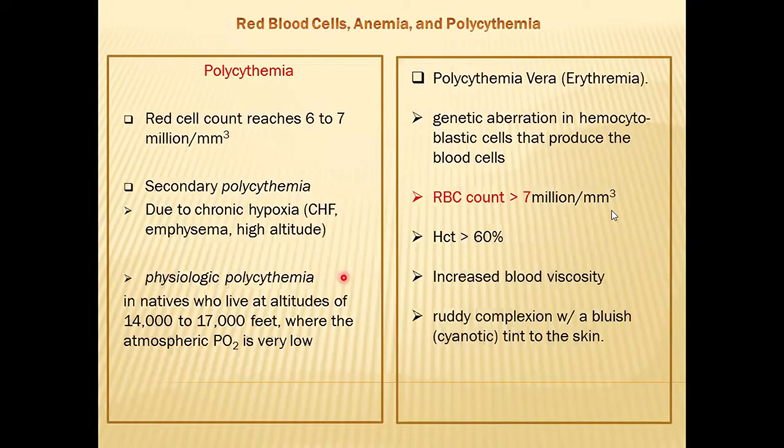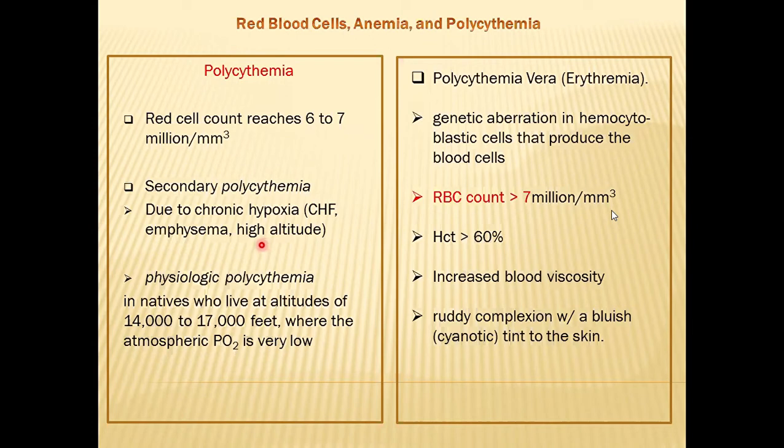Okay, then the opposite spectrum is polycythemia. So in polycythemia, you have more RBC than normal. So 6 to 7 million per cubic millimeter, that's much. It's as if you won the lotto, you have 7 million instead of the 5 million RBC, 6 to 7 million. Then you have secondary polycythemia. It's due to a chronic hypoxic condition like in people with congestive heart failure. CHF is congestive heart failure. Emphysema, and those persons living at high altitude.